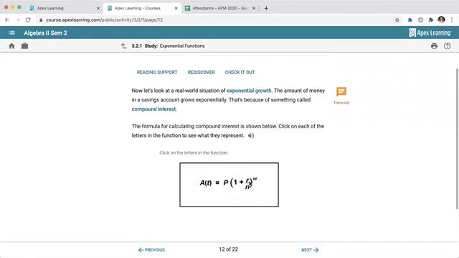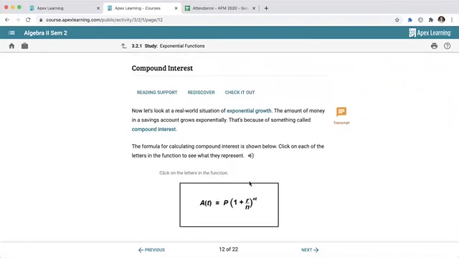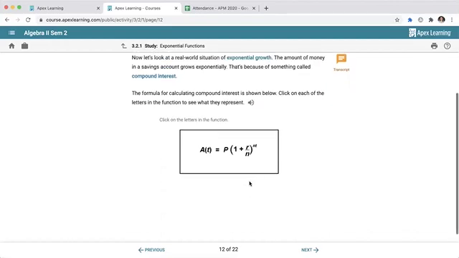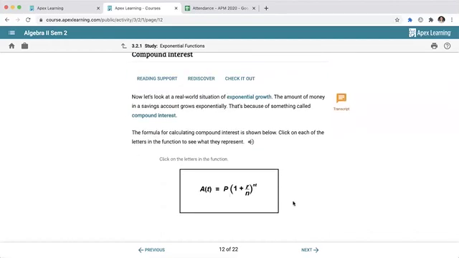And now what we can do is look at a real world situation of compound interest. This is going to be really important for you when you're taking on bank accounts or making bank accounts or looking for a new bank account, right? You want this thing called compound interest. What it's essentially going to do is add on your interest really, really quickly.